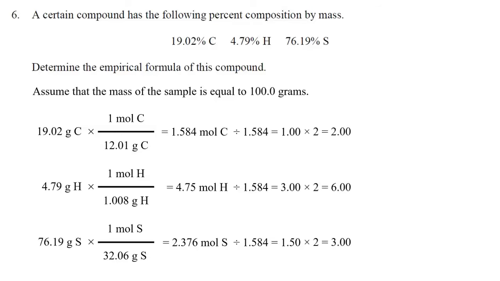Well, we just multiply each and every value by 2. So now the whole numbers for carbon, hydrogen, and sulfur are 2, 6, and 3. And then those represent the subscripts in our empirical formula. So the empirical formula of this compound is C2H6S3.